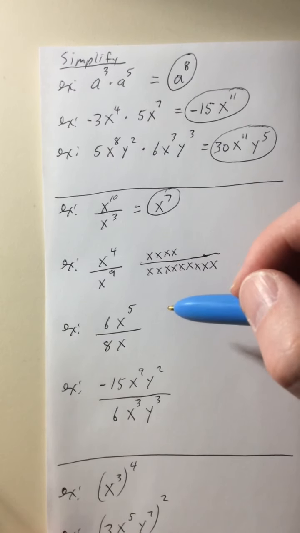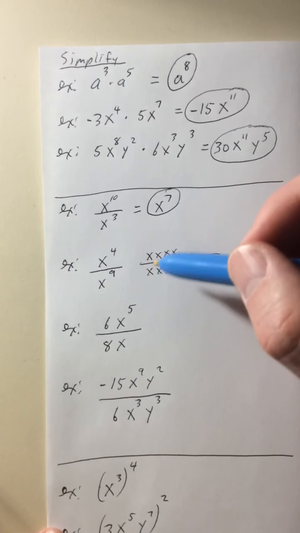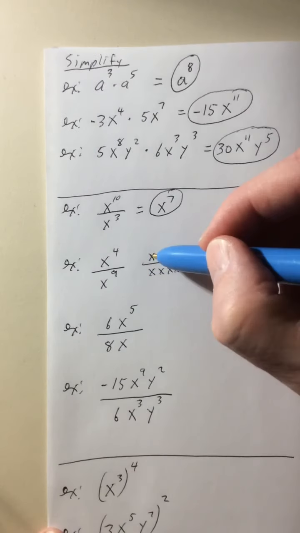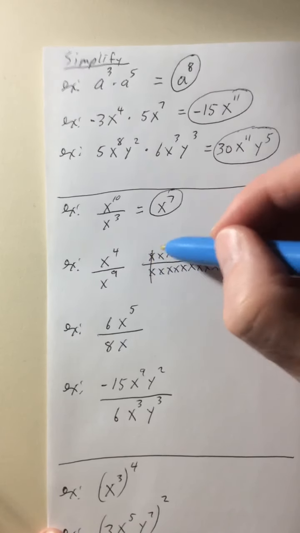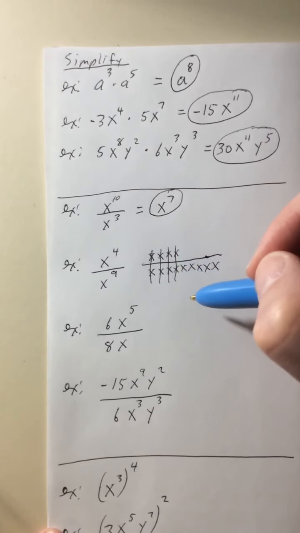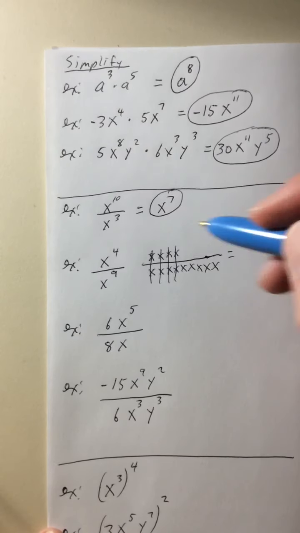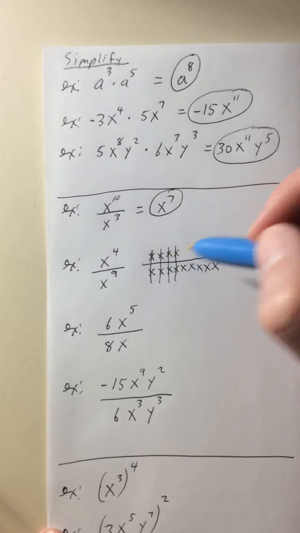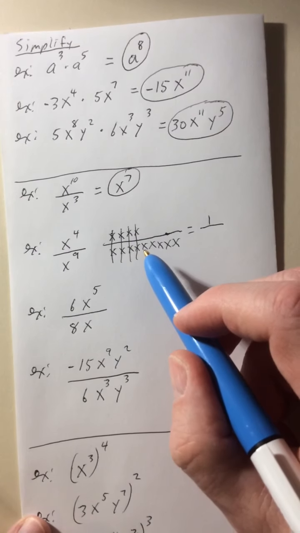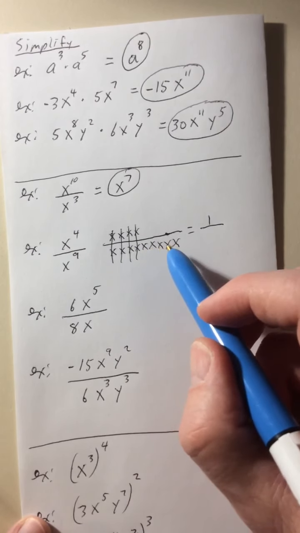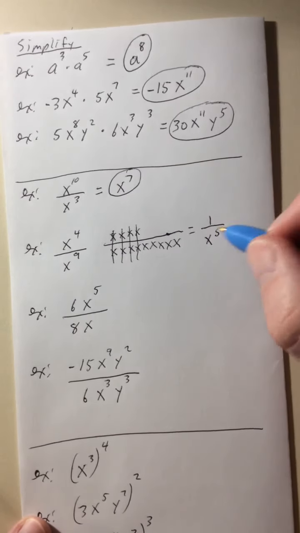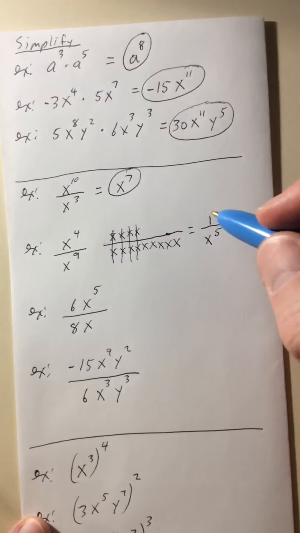Of course, we know that when we divide things that are the same, they cancel off and make a 1. So x divided by x, that's what that line means, division. X divided by x is 1. X divided by x, still 1, still 1. So on the top, we're going to have 1 times 1 times 1 times 1, or 1. And on the bottom, what do we have left over? 1, 2, 3, 4, 5 x's. So we have x to the fifth. That's the long way to do this.